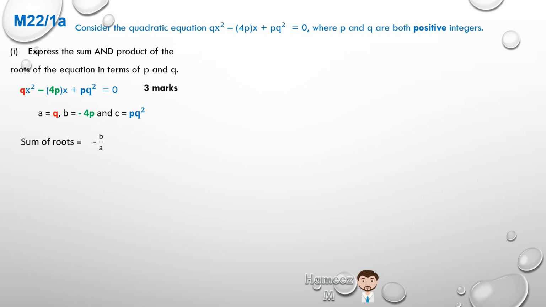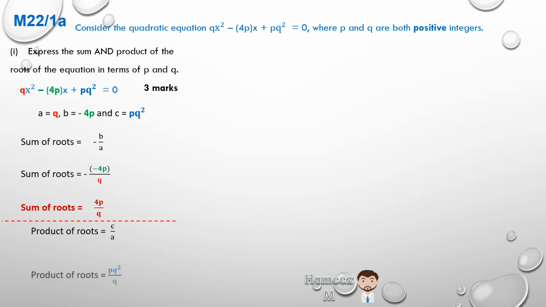So let's substitute. It's going to give us minus 4p all over q. So the sum of the roots is 4p on q. Product of the roots is equal to c over a. And if we substitute, it's going to give us pq squared over q. And the q's cancel, so the product of the roots is equal to pq.